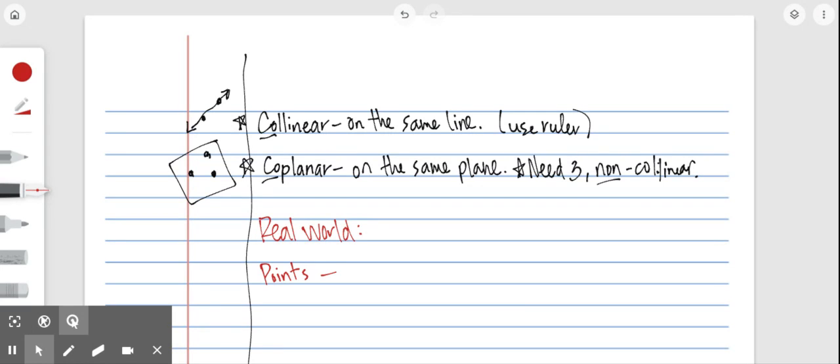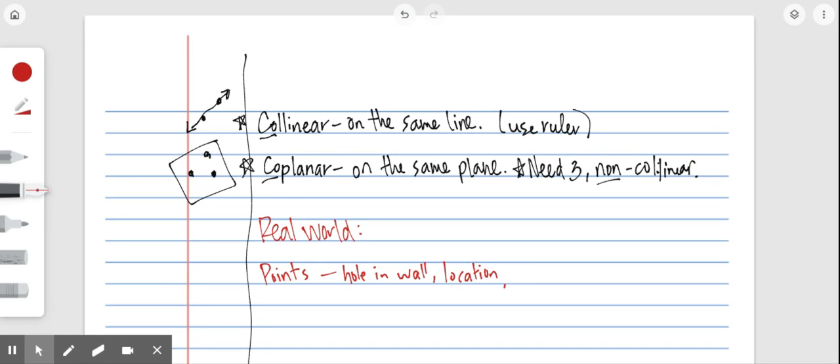Take a minute and think about some real-world points that you see in your life. Some real-world points would be things like a hole in the wall, your location on a map, and freckles. All of those are points somewhere. They don't have dimensions. They're just one little point.